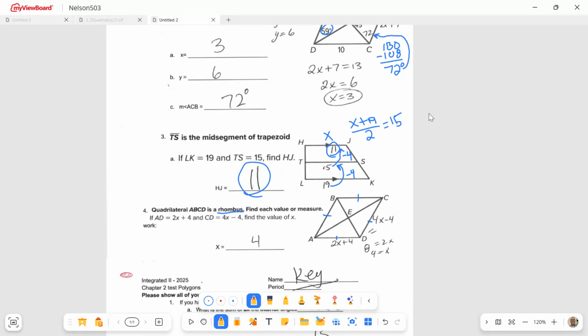This is how the test corrections work. I want you to go back through each one that you missed and write down the correct work, and then you'll turn that back in.